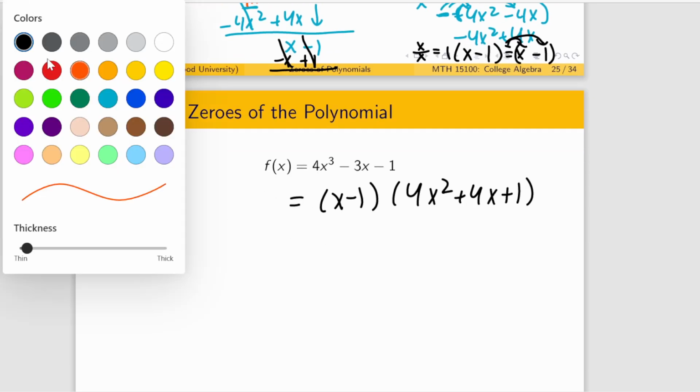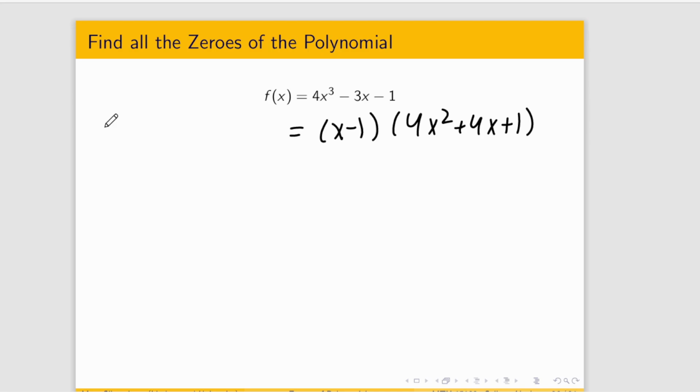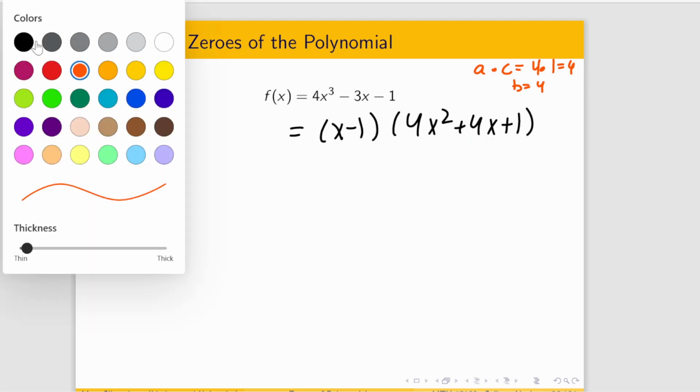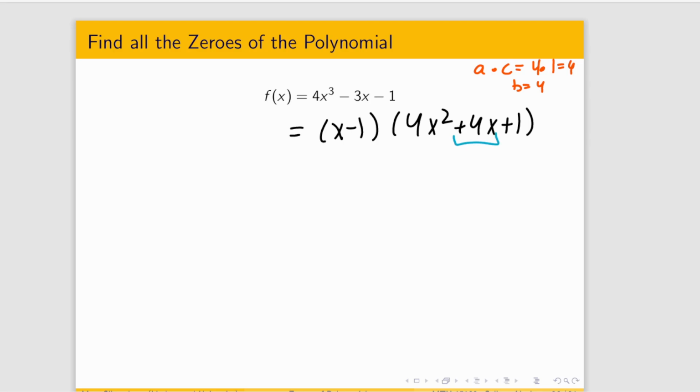I'm not done yet though, be careful, because now I want to ask myself if this next part further factors. So this would be the AC method. So that'd be 4 times 1, which is 4, but add to b, which is 4. So what's going to multiply to 4 and add to 4? That would just be 2 and 2. And since there is a leading coefficient out front, I can't just jump straight to my parentheses. So I'm going to have to break up that middle term into 2x and 2x. Drop down the other terms, 4x squared and the 1.